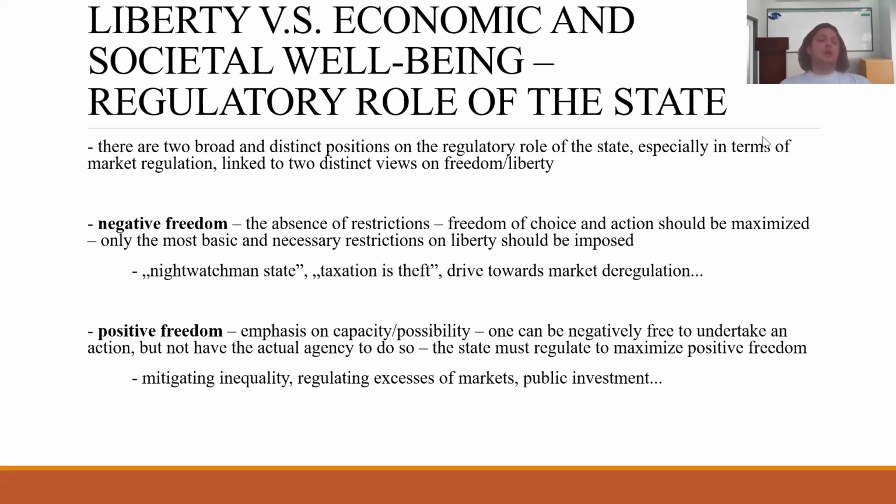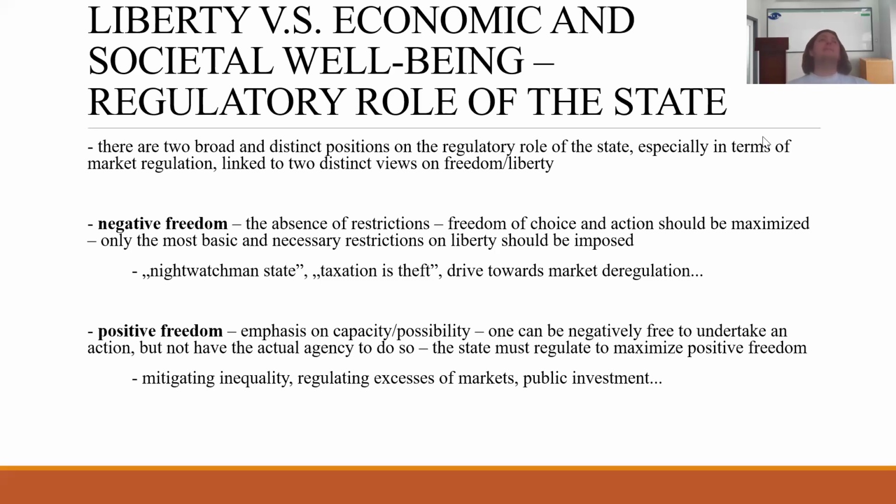Positive freedom puts an emphasis not just on whether you are free to do something in the sense of there being no restrictions, but whether you are able to do something, whether you have the capacity to do something. So positive freedom will emphasize, although you might be negatively free to undertake an action, you might not have the actual agency to do so. So if I want to go to university, in Croatia, maybe not a good example because university is free, but in the USA, if I want to go to university, if it's not illegal to go to university, and it's not, and if nobody is tying me with handcuffs to my table so I cannot go to university, I am negatively free to go to university. There are no restrictions which stop me from going to university.